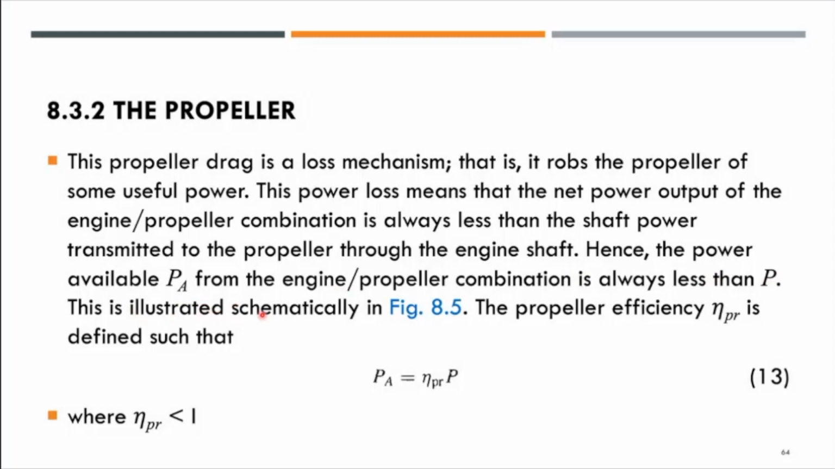So this is illustrated schematically in the following figure, 8.5, and the propeller efficiency zeta PR is defined such that the available power PA is equal to zeta PR, the propeller efficiency, times the shaft power output from the engine, where in this case the propeller efficiency zeta PR is less than 1.